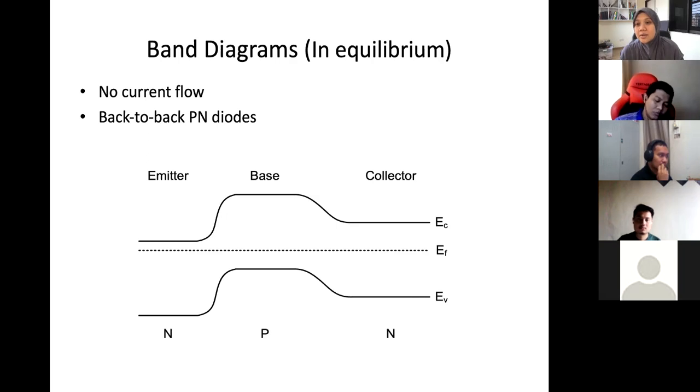The collector side, why don't we make it higher doping? Because of cost lah. Why would we make it higher when you don't need to, right? So you can see the doping of the collector is very low.